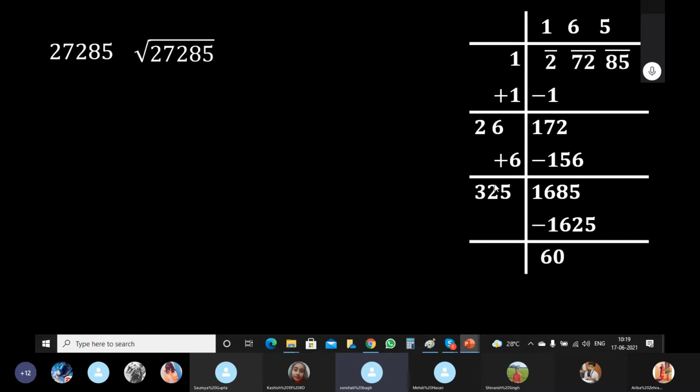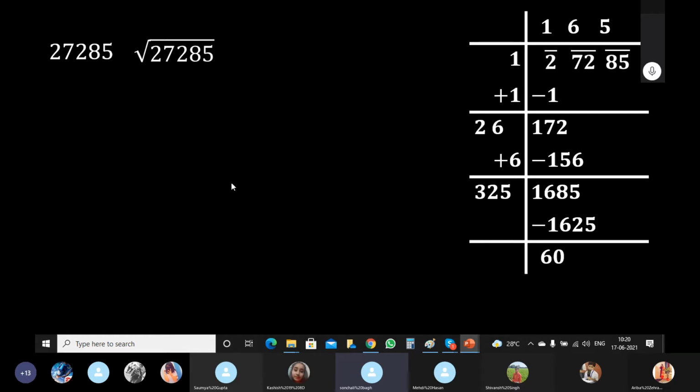So 6 added to 26, we got 32, and then copied 85. Then multiplied with 5, got this. And after doing all, when we were exhausted with all the numbers, there was a remainder of 60. Can you see? Yes, ma'am.